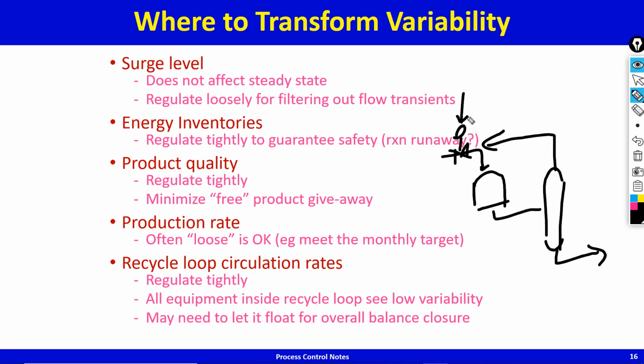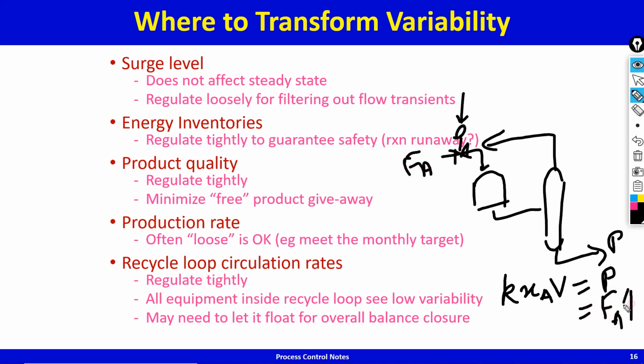Why? Because the overall material balance is K times XA times V. We are assuming first order reaction kinetics, and that's the generation rate of B in the reactor. And let's assume that the product is pure. So the product rate P should be equal to FA. You see, now if you increase FA, temperature is fixed, volume is fixed, so K and V are fixed. Do you see that XA has to increase to close this balance?